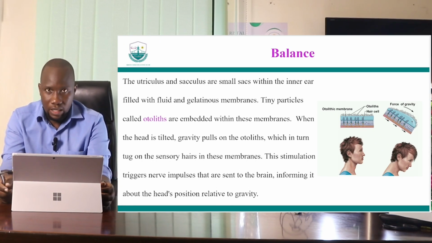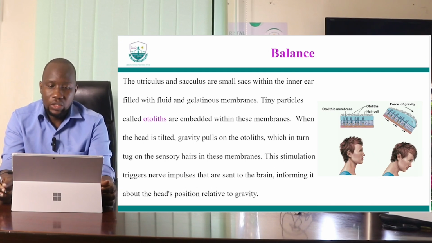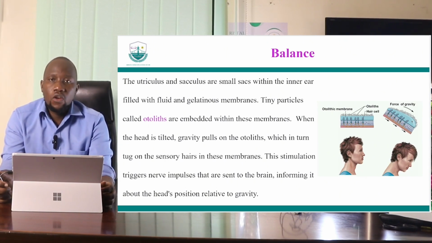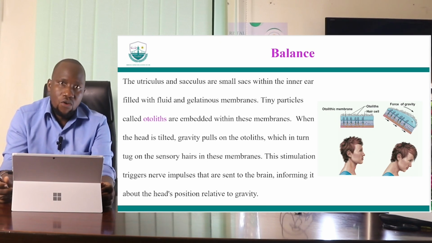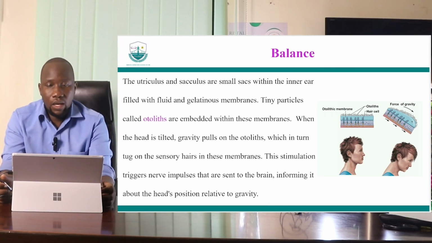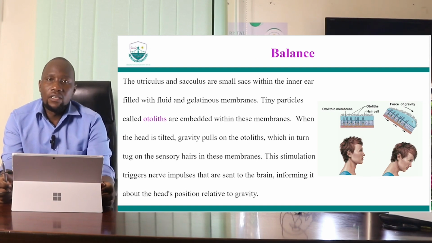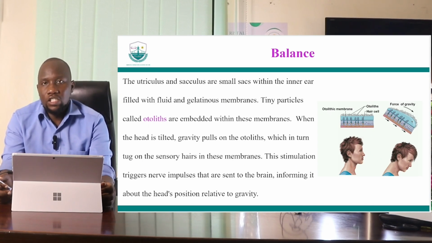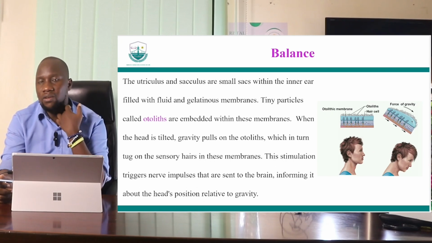So when you tilt your head downwards, these otolith particles that we have talked about will stimulate the sensory hair-like cells to send impulses to the brain that will also interpret the information about the position of the head relative to gravity. Okay, so we can see that the utriculus and then the sacculus are important in tilting movements of the head, resulting in impulses being sent from the hair-like sensory cells to the brain that will make the interpretation.